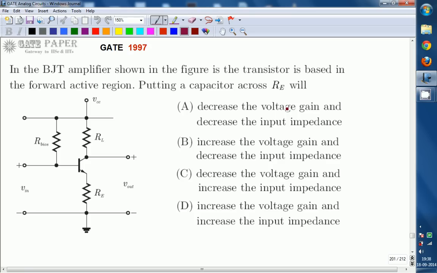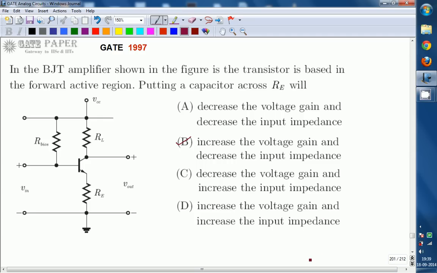So, the effect of a capacitor across RE on voltage gain and input impedance is the question. The right answer for this question is B. If you are placing a capacitor across RE, it increases the voltage gain and decreases the input impedance. How will we see it?